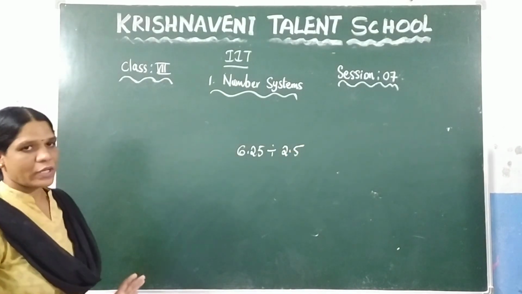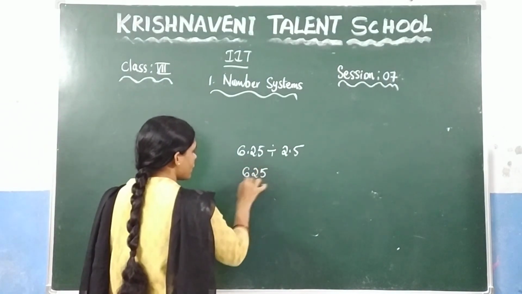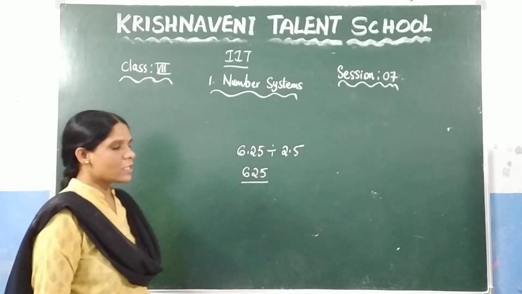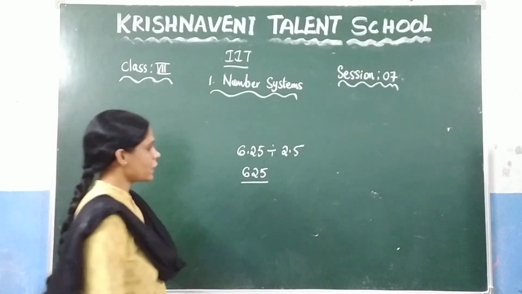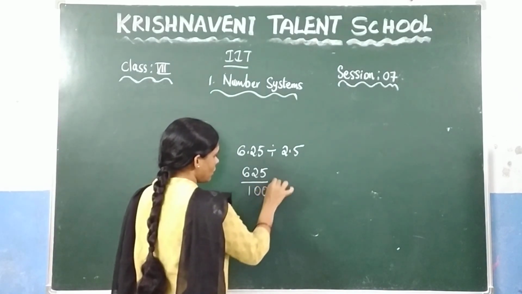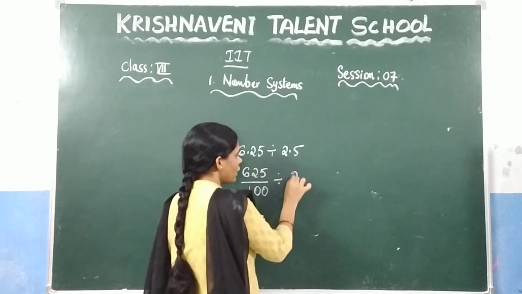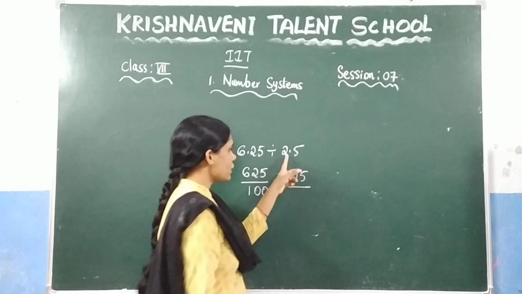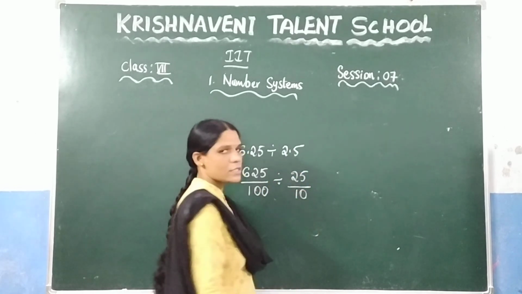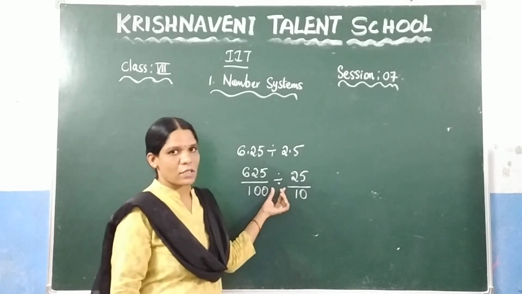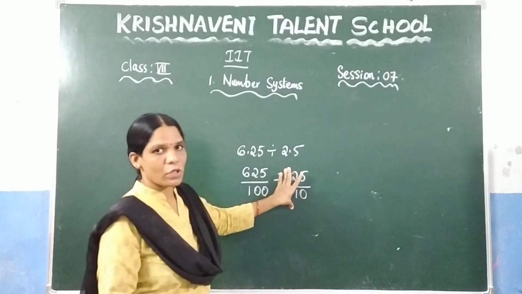Divided by 2.5. So how to divide? First let us write this one in the form of a fraction. 625 divided by, since after the decimal point two numbers are there, in the denominator keep 2 zeros. Now again this number you can write as 25 by, here after the decimal point how many numbers are there? One number is there, so you can keep 1 zero. Now here division is there. If you want to change this division into multiplication, you need to write the reciprocal of this number.